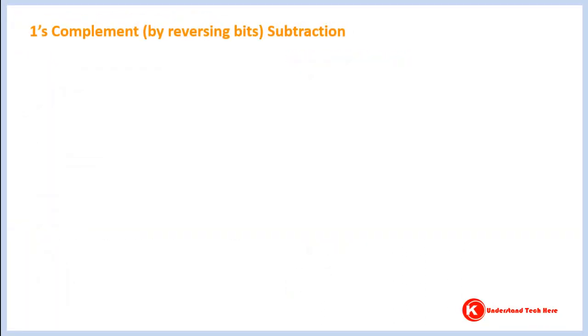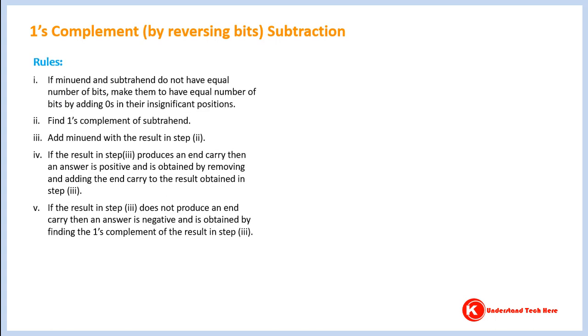Now let's do 1's complement subtraction by reversing bits. This method is very similar to the method we discussed earlier. In fact, the only difference is while finding the 1's complement of the subtrahend. Anyway, these are the rules for carrying out 1's complement subtraction. Let's say we are given this to subtract.